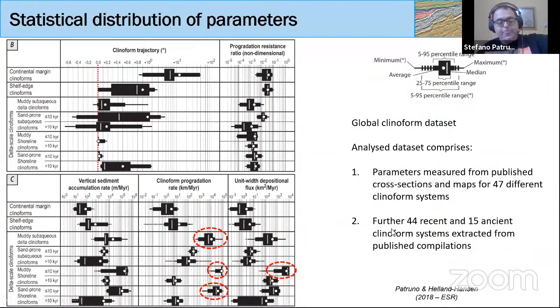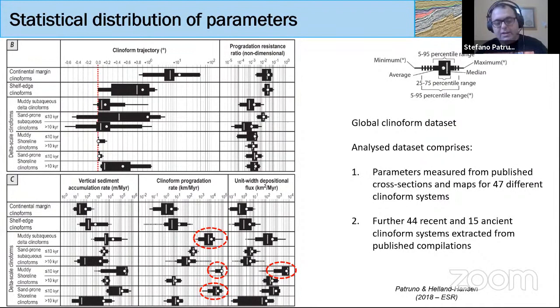And of course, shoreline clinoforms. Shoreline clinoforms being muddy or sandy, it doesn't matter. They are both associated to a lot of sediment input and not so much accommodation availability. And as a consequence, the system progresses fast in both cases.